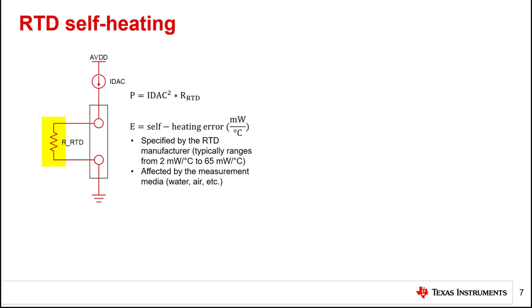However, the measurement media also affects how much self-heating an RTD experiences. For example, measuring the temperature of flowing water reduces the effect of RTD self-heating compared to measuring the temperature of still air. Combining these two terms allows us to determine an equation for the expected temperature error, delta T, which is given on the bottom left.